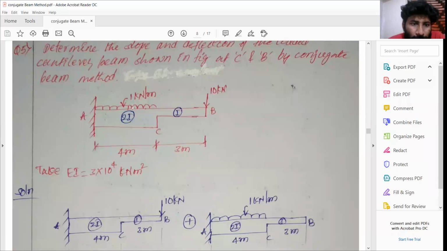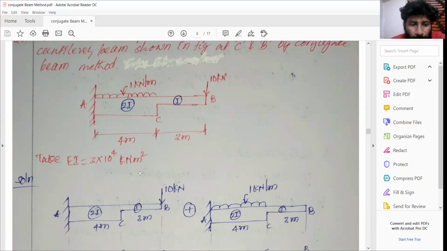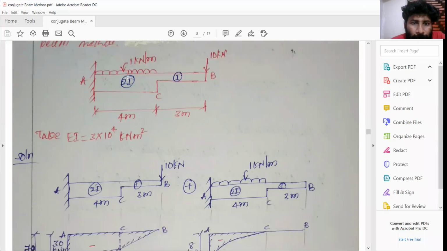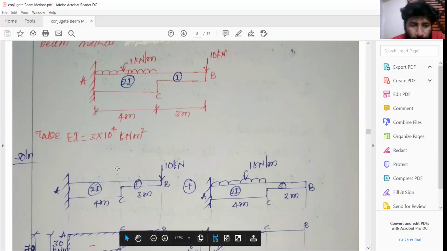Now we can see that here it's given 2I, here I, and it's subjected to 10 kN here, 1 kN per meter, whatever the loadings may be. And EI is given as 3 into 10 raised to 4 kN meter square. Whenever we have a combination of loads like UDL and point load, we will separate that. So first we take the same cantilever beam 2I subjected to the point load, plus again the same cantilever beam with the uniform distributed load only on the first portion.